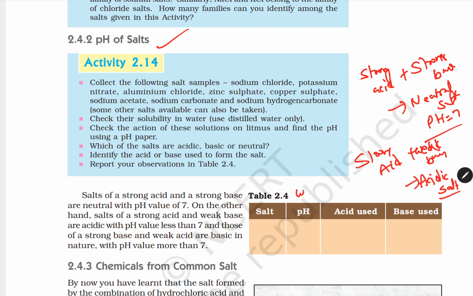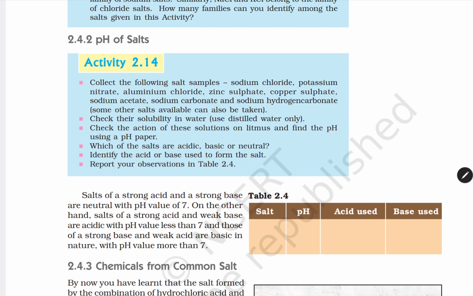If it is a weak acid reacting with a strong base, then what will you get? A basic salt. So it becomes a basic salt because the basic nature is strong here. So like that you can categorize. So here you know that if it is a neutral salt, the pH value will be 7. If it is an acidic salt, pH is less than 7. If it is a basic salt, pH will be greater than 7.